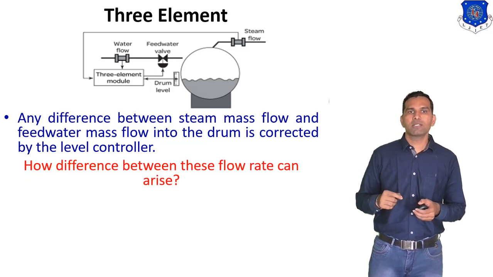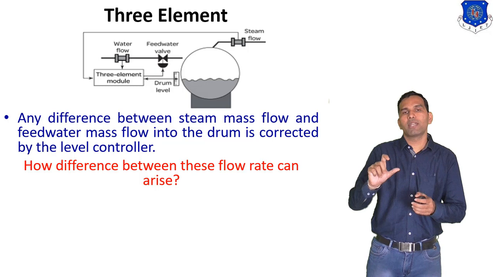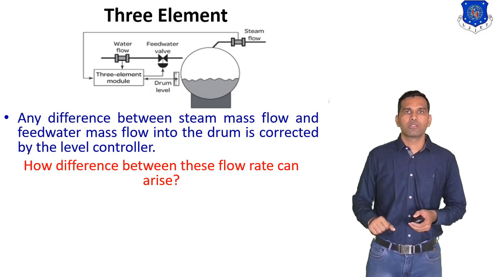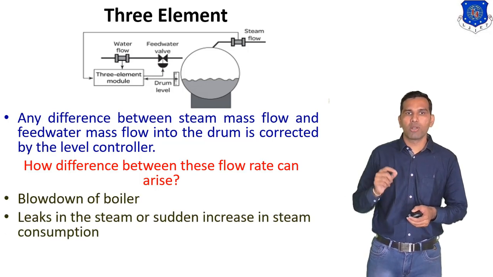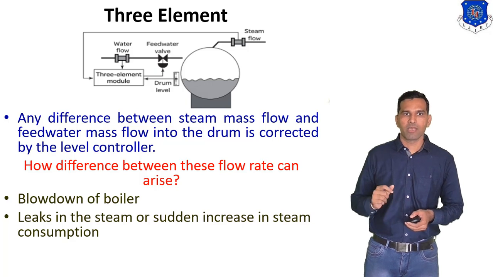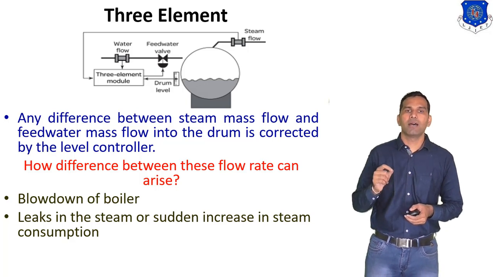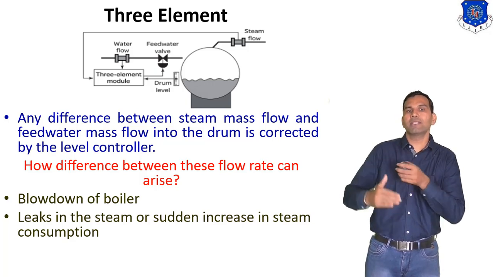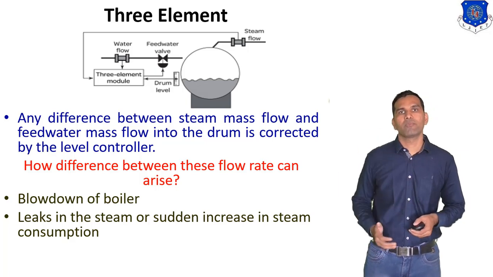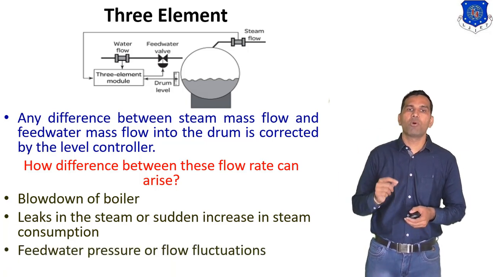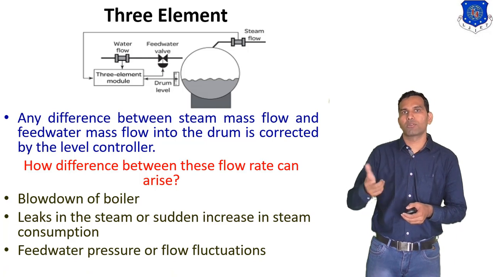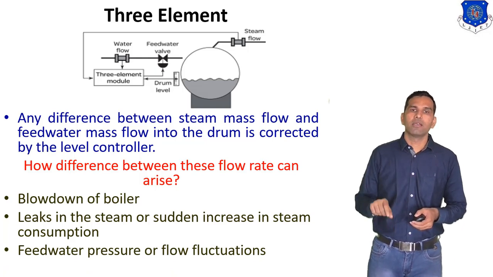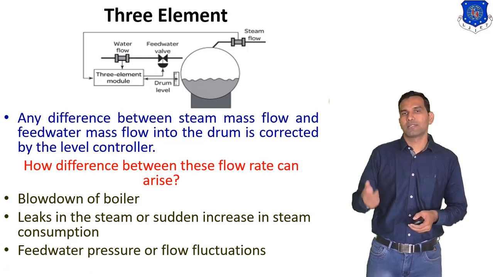Now we understand how a difference between these flow rates can arise. The first one arises due to the blowdown of the boiler. Second is the lag in the steam, or the sudden increase in steam consumption. And third one is the feed water pressure or flow fluctuation. Due to that, this flow rate difference can occur.